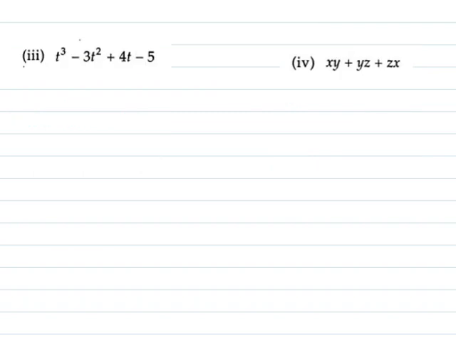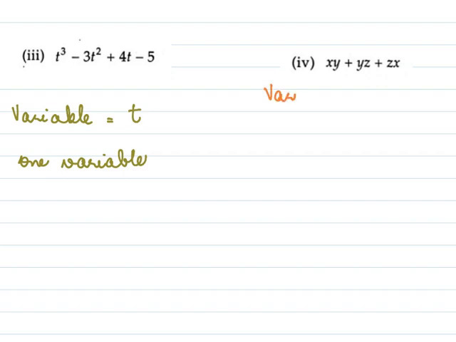For the next, here again there's only one variable. There's t, t and t. There's no other variable. So the variable for this polynomial is t, and there's only one. So it is a polynomial in one variable. And the next one, here we have the variables x, y and z. 3 variables. So this is a polynomial in 3 variables.